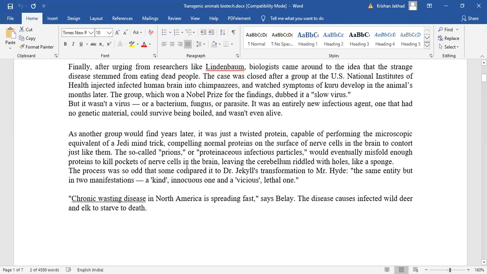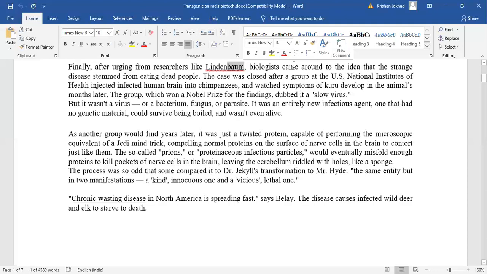Now what happened in that particular society, in that particular tribe, after some years, because these prion diseases have an incubation period of around 10 years or so. The death of these children who consumed those pieces actually started due to prion diseases. So finally, after urging, medical researchers went to that particular tribe and tried to understand the molecular nature of those particular pathogens.